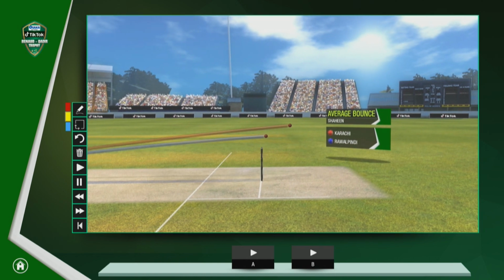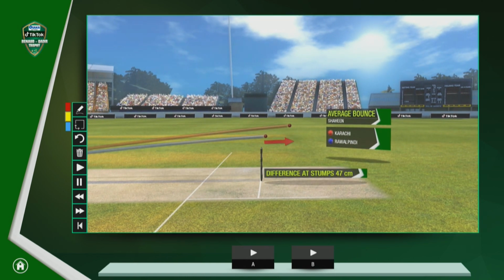Let me just elaborate a little bit more as well. The difference of the stumps is 47 centimetres. That's quite substantial, so it's quite a bit quicker as well, and the difference in bounce is 15 centimetres. So let's just have a look at that. I just want to highlight something here, just to let you know. So this at the stumps was 110 k's per hour, so 140 k's per hour upon release.